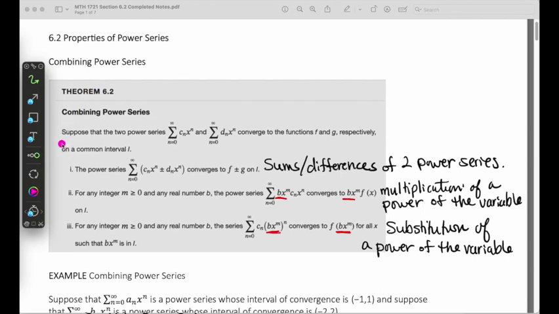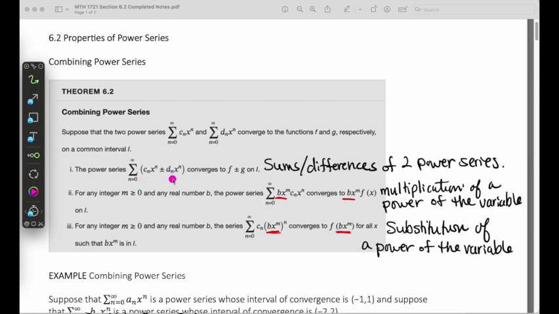So in this first theorem, it says, suppose that two power series, we have Cn x to the n and Dn x to the n, and they converge to the functions f and g respectively. Now, if they have different intervals of convergence, then what you need to do when you combine those is find the common interval, so where they overlap, what they have in common, and that will be the new interval of convergence.